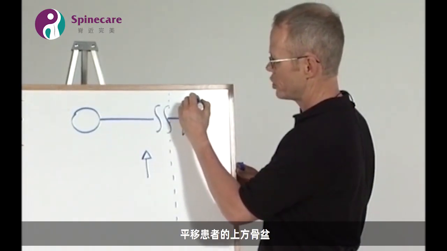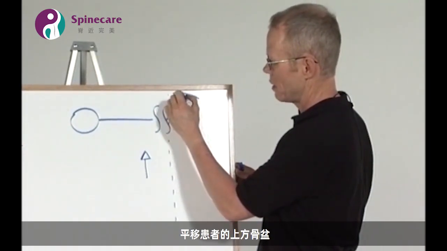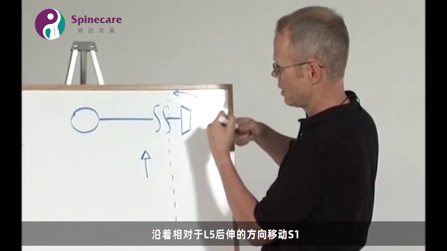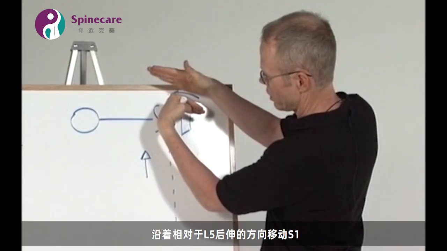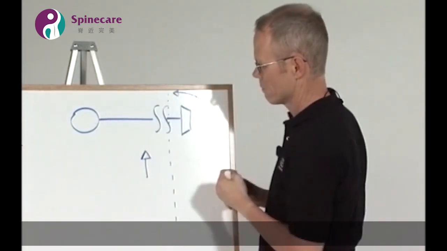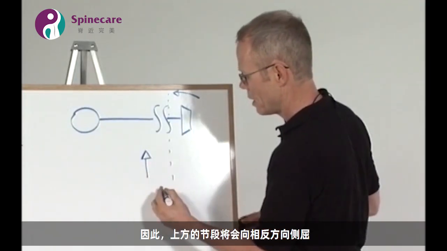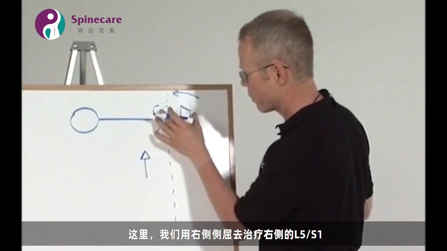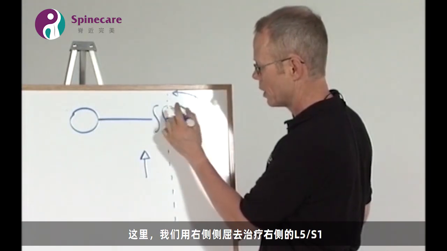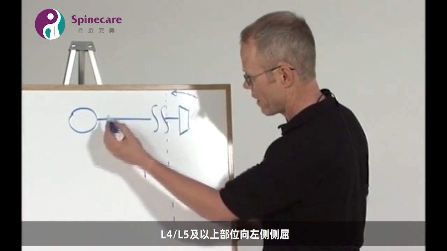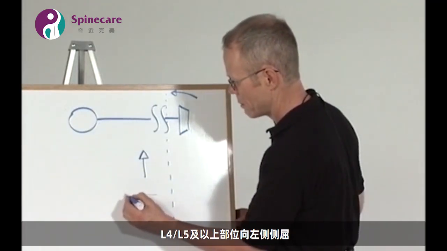In this case, we'll be shifting her sky side pelvis to move S1 in a direction of extension on L5. Therefore, the segments above, we will side bend in the opposite direction. Here we're using a right side bending to treat the right side L5-S1. L4-5 and up, we will left side bend here.